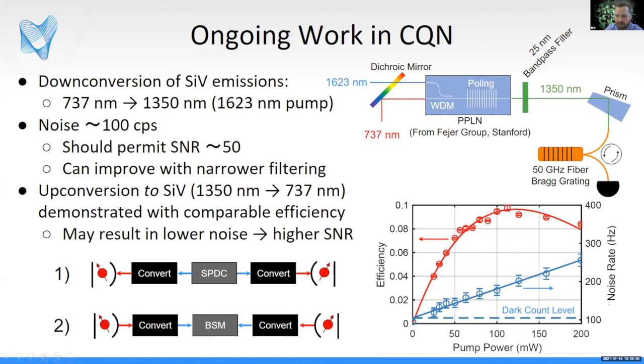Another thing I'll just throw up here without talking about too much is that another option, rather than down converting to 1350, would be to up convert from 1350 to 737. So for example, instead of doing option number 2, where both silicon vacancies emit at 737 and we convert them to do some type of Bell state measurement, we could start with an entanglement source, like a spontaneous parametric down conversion source, or SPDC, and then up convert that, and that may result in lower noise and as a result higher SNR.